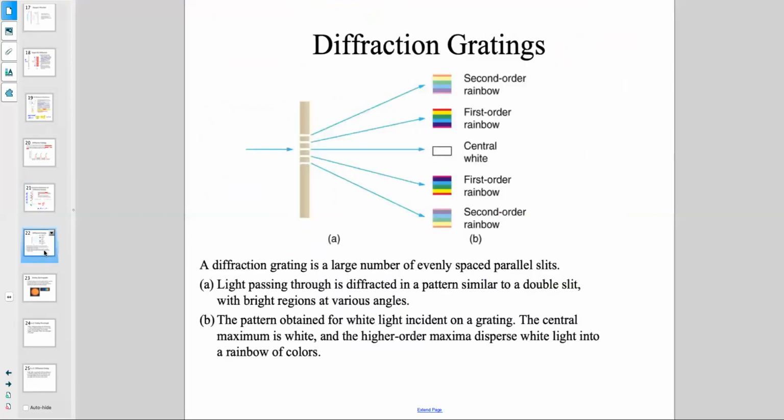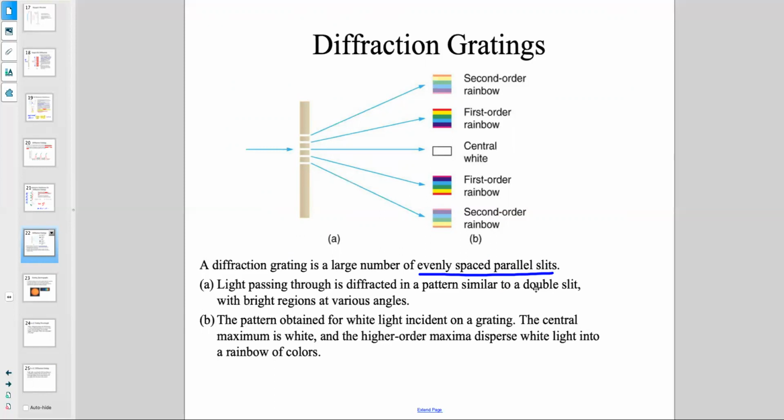Previously, in our earlier examples, for example in a Young experiment or in a single slit experiment, we have seen one single light color, for example a red light or blue light, with a single wavelength. For example, in the previous problem, we used the wavelength of 664 nanometers. But this could be done for white light. The diffraction grating is, as I said, a large number of evenly spaced parallel slits. You can see there are 5 here. Light passing through is diffracted in a pattern similar to a double slit, similar to the Young experiment, with bright regions at various angles.